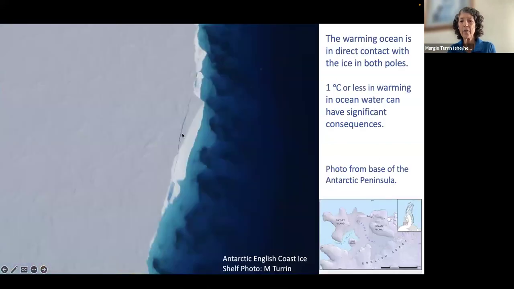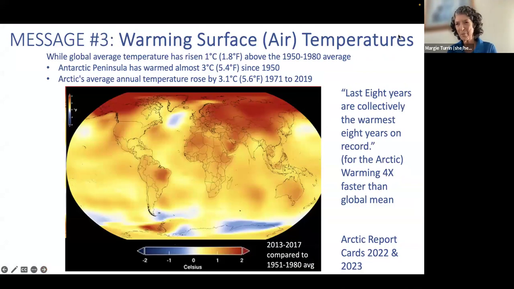And this is a picture of the front of the English Coast ice shelf, over here on the peninsula. And you can see how it just rests in this water. And as that water gets warmer, of course, it's going to be melting more and more. And as those shelves melt, even though they're already sitting in the water, they release the ice sheet behind them. So the glaciers come flying in, that land ice behind them.